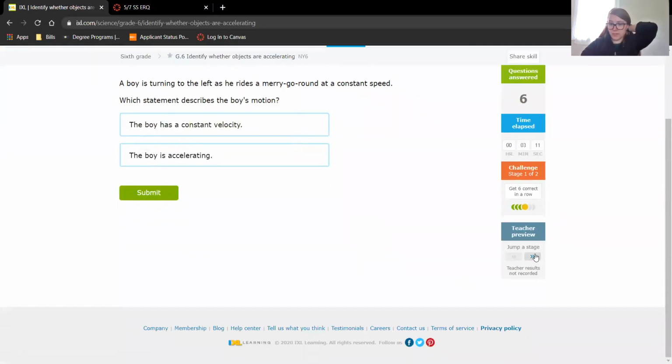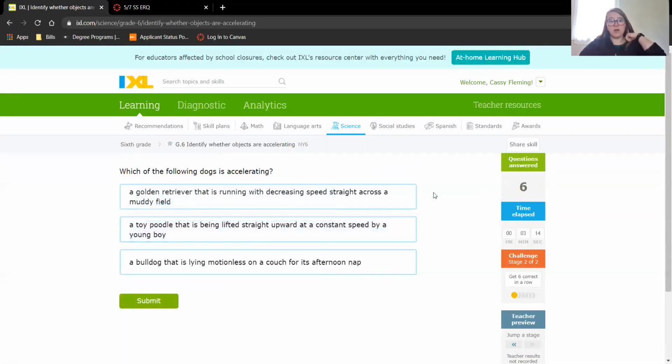All right, let's bump it up a stage. Which of the following dogs is accelerating? A golden retriever that is running with decreasing speed straight across a muddy field, a toy poodle that is being lifted straight upward at a constant speed by a young boy, or a bulldog that is lying motionless on a couch for its afternoon nap. Because the golden retriever is running with a decreasing speed, that is grounds for acceleration. The other two are constant, staying the same. So our answer for this is going to be the first one.